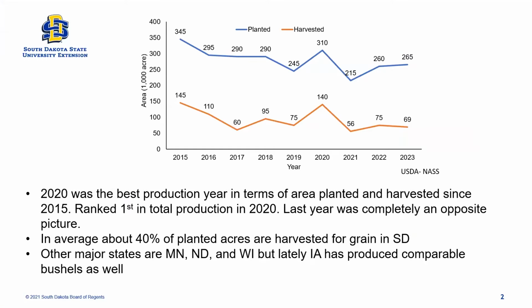So, a quick overview of oats: what's planted, what's harvested, and what's grown in South Dakota. South Dakota is considered one of the oat growing states in the nation for grain, of course. Looking at this graph, I have blue as planted acres, and the orange, I hope you see as orange too, is the acres that have been harvested each year in the last 9 years, starting in 2015.